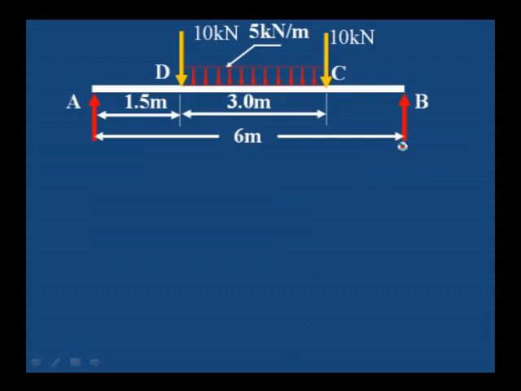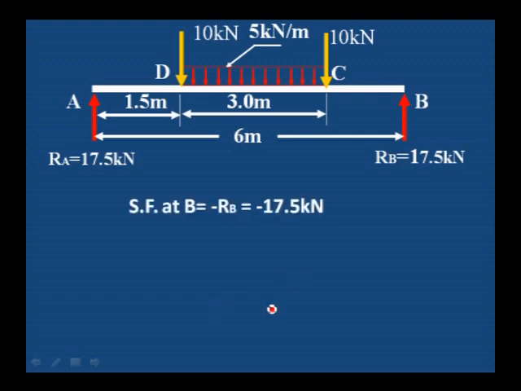Okay, let us call these 2 points, where point loads are acting, C and D. RA is 17.5, RB also 17.5. Shear force at B is 17.5 kilonewton minus 17.5 kilonewton, because it is upward. Shear force at C: to this 17.5 kilonewton, 10 kilonewton is added, which is downward, and we are considering downward as positive. Minus 7.5 kilonewton is the shear force at C.